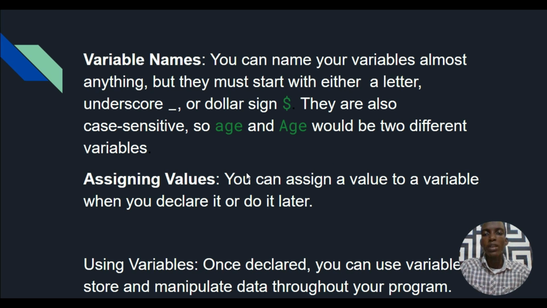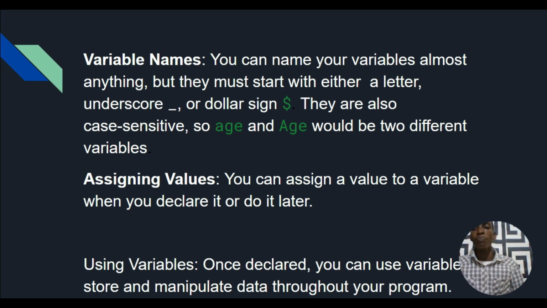So let's move back to what we were doing. The next part is variable names. How do you name variables? You can name your variable almost anything you want, but they must start with either a letter, an underscore, or a dollar sign. They are also case sensitive. Imagine me writing let age equal to 10, then writing console.log with capital letter Age. These are two different things. So when I say let age equal to 10, I have to come to console.log and write exactly what I wrote, meaning small letter age. If I'm using capital letter Age, I must also use capital letter Age.